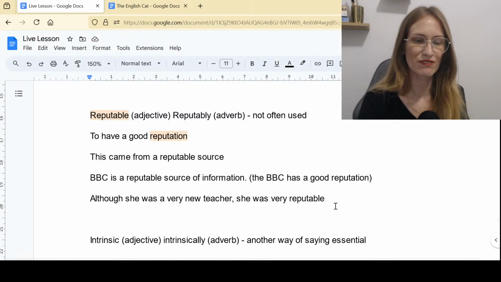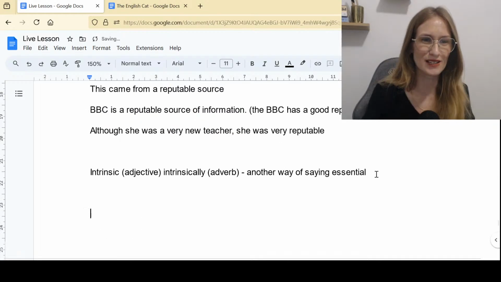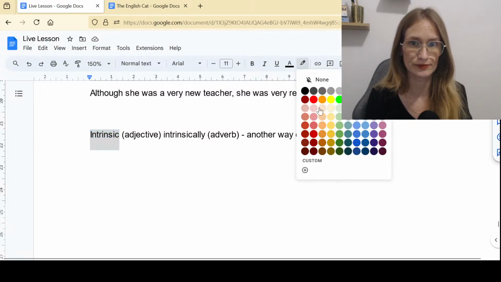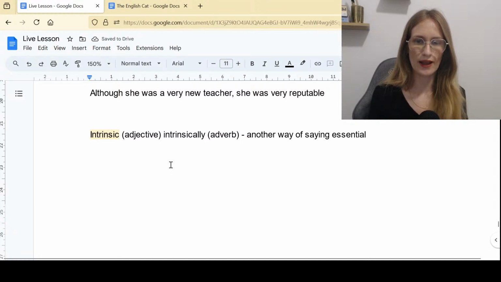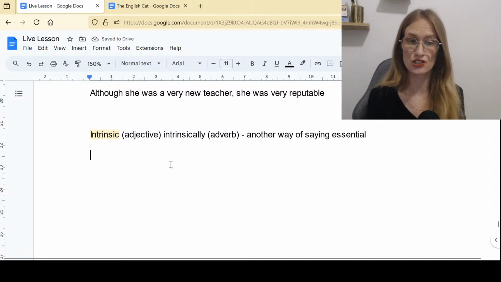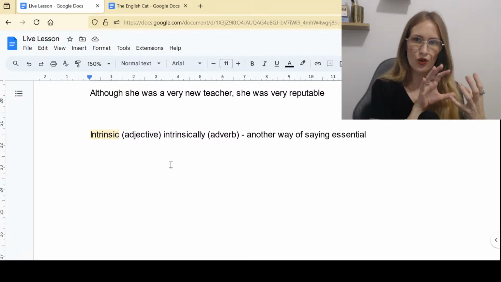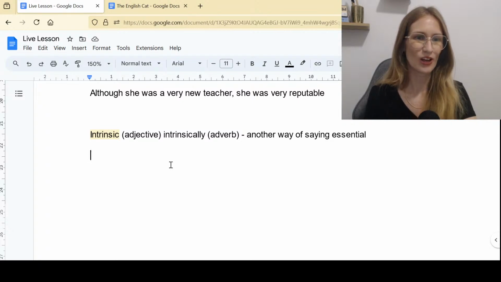Okay, our final word today. Not end of the lesson, but final word. We have an adjective, which is intrinsic. Intrinsic, or the adverb intrinsically. This is another way of saying essential or naturally. Without this thing, the object, the person that you are describing cannot be the object or the person because it is natural, it is essential to them.